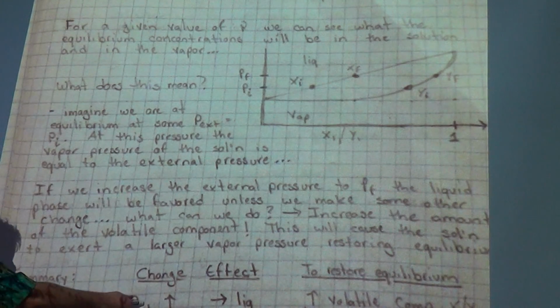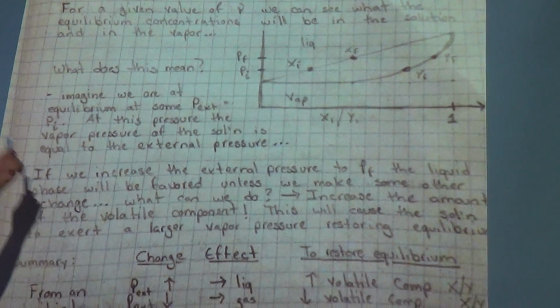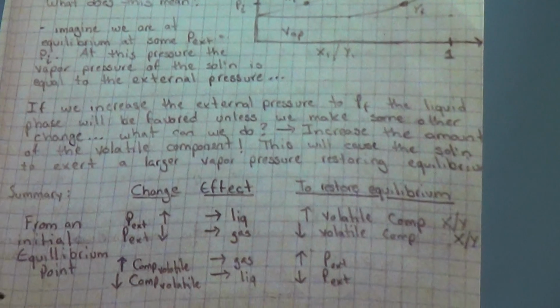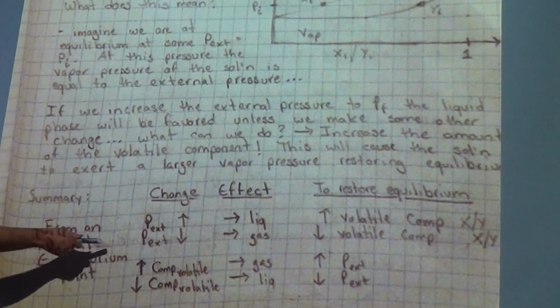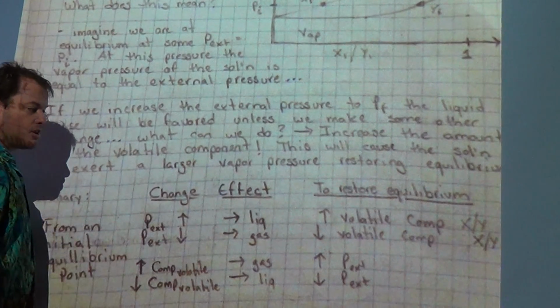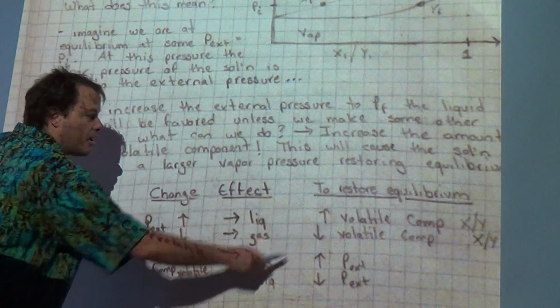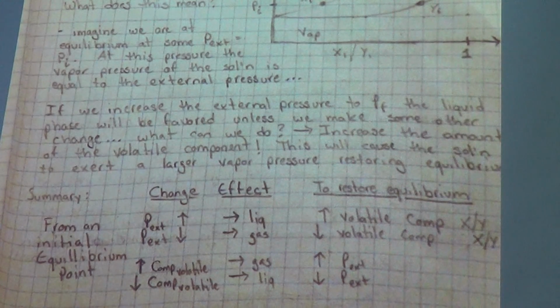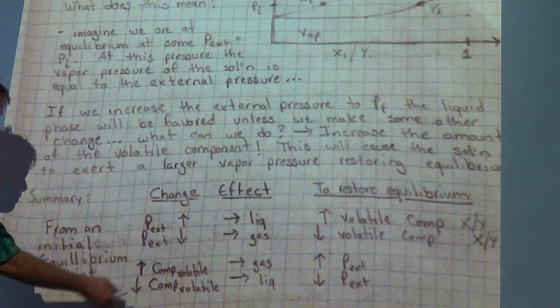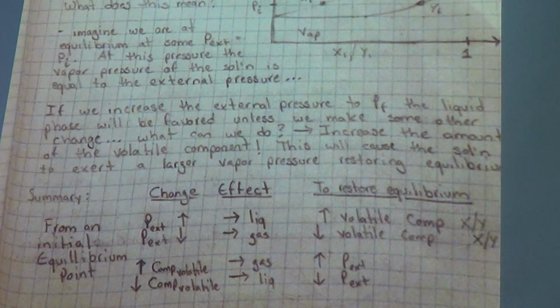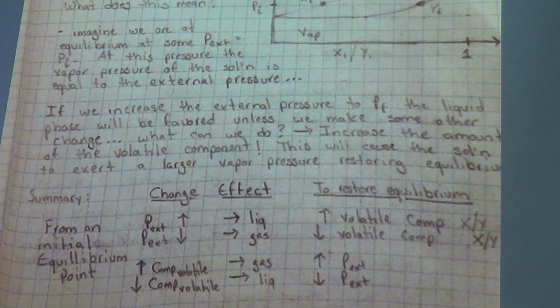So here, if we increase the pressure, it would favor the liquid phase, and we'd have to increase the mole fraction of the more volatile component. If we decrease the pressure, that would favor the gas phase, and we could restore equilibrium by decreasing the mole fraction of the more volatile component. Similarly, if we change the composition by adding or subtracting one component or another, we could change the pressure at the same time to move us back to equilibrium.